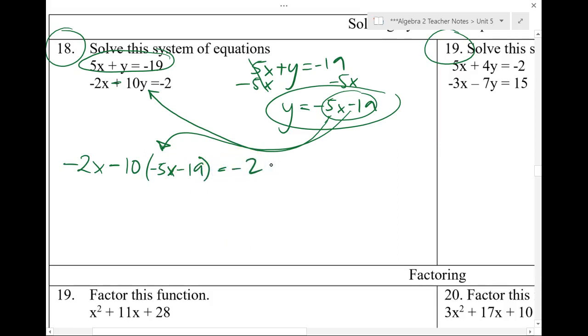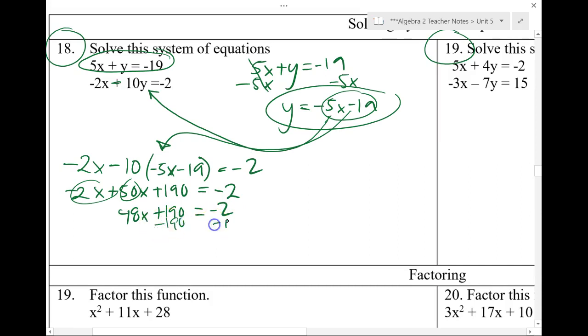And now I can just solve for x. So now I have to distribute. Let's rewrite the negative 2x. Negative 10 times negative 5x is positive 50x. Then negative 10 times negative 19 is positive 190. And that's all equal to negative 2. Now I have to combine like terms. Negative 2x plus 50x would be positive 48x, plus 190. And now I need like terms on separate sides, so I'm going to get rid of this 190 by subtracting it from both sides.